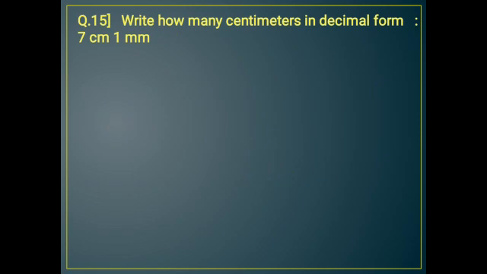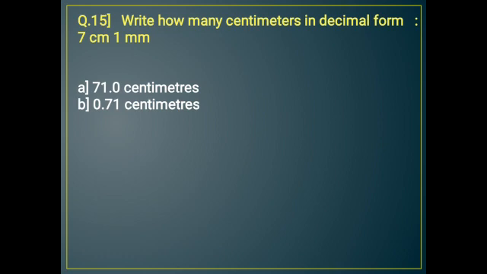Next, question number 15. Write how many centimeters in decimal form. So 7 centimeter 1 millimeter. So the options are 71.0 centimeters, 0.71 centimeters, 7.1 centimeters. So you can see here 7 centimeter 1 millimeter. So we are going to put the decimal point, that is before decimal point it is centimeter and after decimal point it is millimeter. So 7.1 centimeter is the correct option, that is option C.